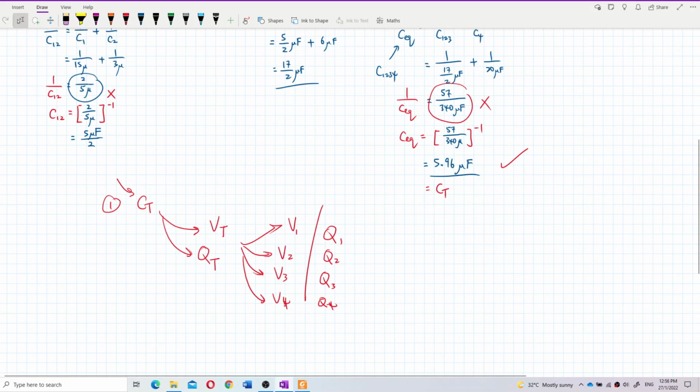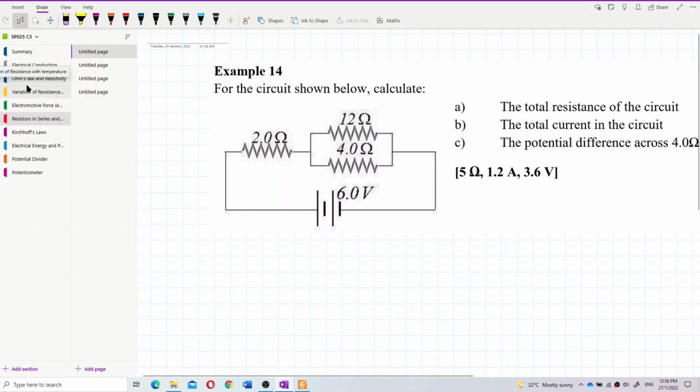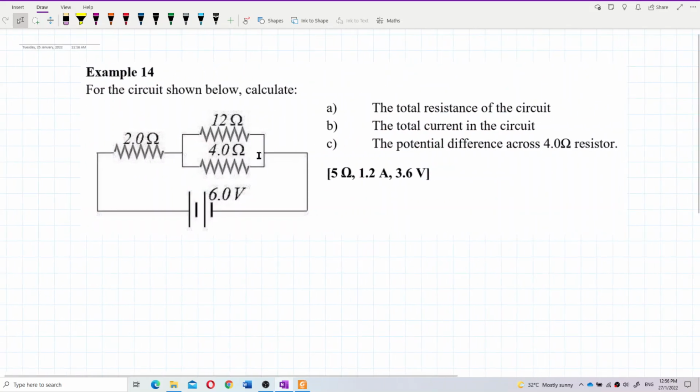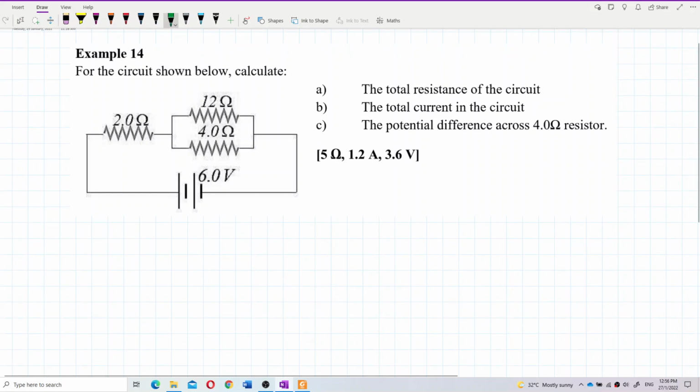Okay, so the same goes for this chapter, series and parallel resistors. We also start with the flow of work. We also start with finding the total resistance first, and then after that find the total current. This is the total current, and then in the end find the voltage of the 4 ohm resistor, isn't it? We always start with finding the total first, total resistance and total current. In the end, only then we find the voltage or current through each individual resistor.